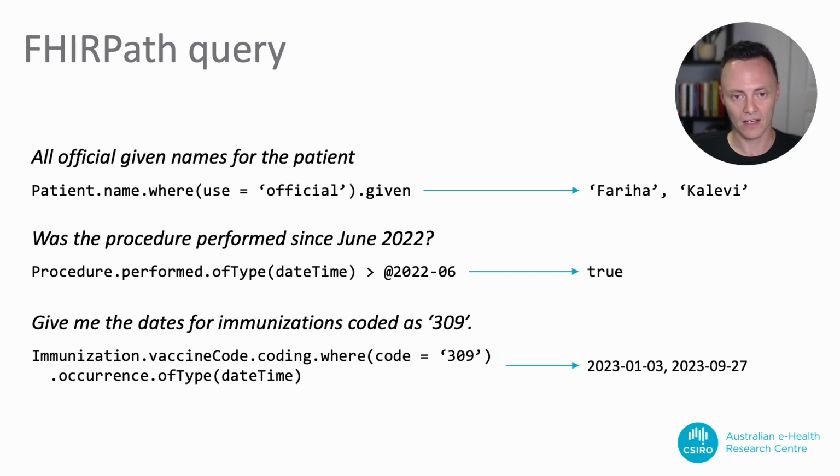The first example on this slide shows a FHIRPath expression that is extracting the first names for a patient. The where function is used to filter the names to only those with a use code of official. The second example determines whether a procedure was performed after a particular date. The third example selects an immunization record based upon its code and then extracts the date of administration.